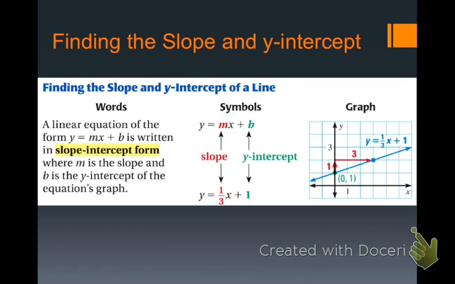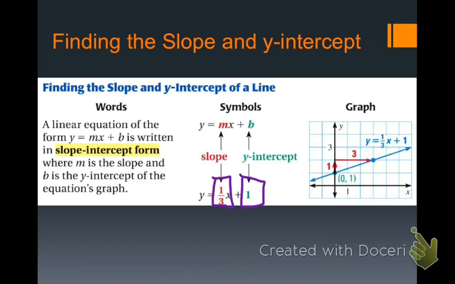Finding the slope and the y-intercept is the first thing we need to be able to do. So, given an equation y equals mx plus b, as long as it's in that form, in slope-intercept form, we know that the m has to be the coefficient of the x, and the b has to be the constant. So, in this example, y equals 1/3 x plus 1, 1/3 is our slope, and 1 is our b.